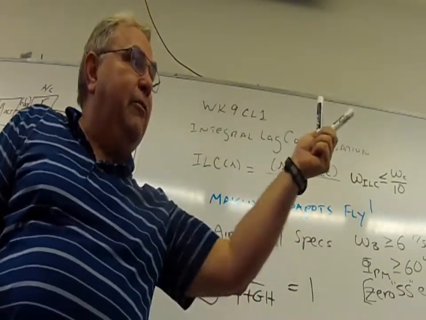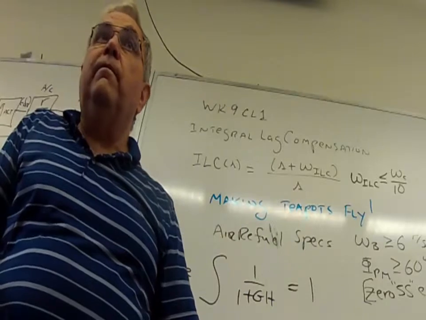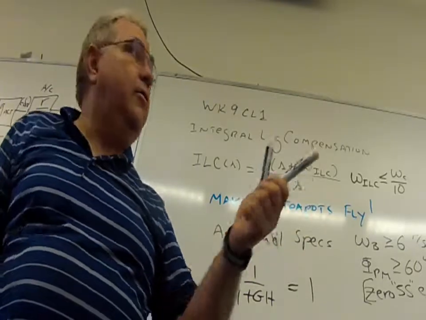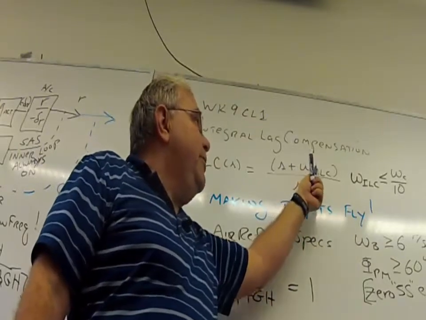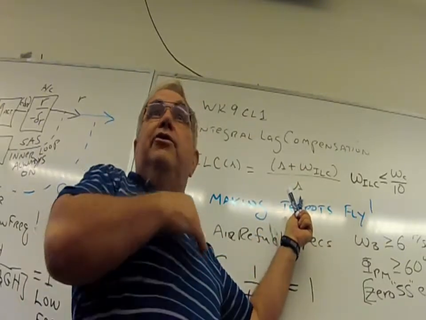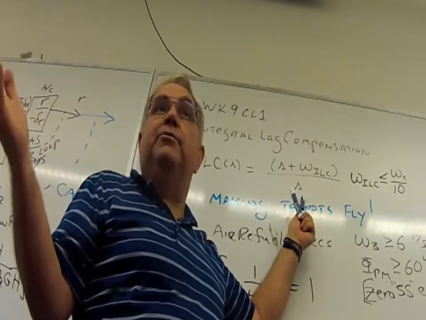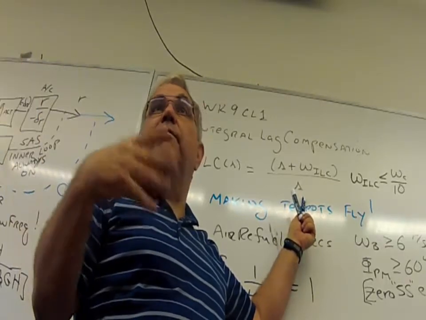So since I picked my bandwidth to be equal to 3 on my inner loop, what am I going to want to pick my crossover frequency to be? 0.3, yeah? So I'm going to have S plus 0.3 over S. That should keep me stable, keep my phase margin, right? And give me 0 steady state error.